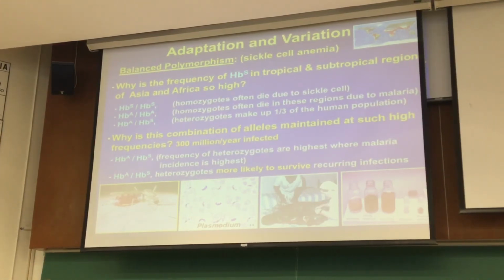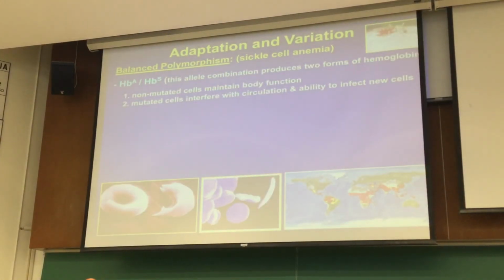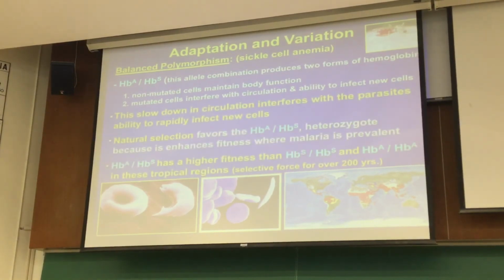All right. So again, the non-mutated cells maintain the body's function. This is in a heterozygote, right? We have non-mutated cells maintaining the body's function, and the mutated cells interfere with the circulation, which interferes with the life cycle of the parasite. In the tropical regions, selective forces have been in operation for over 200 years. Okay? So what we're seeing is a complete change in human evolution based on a parasite.